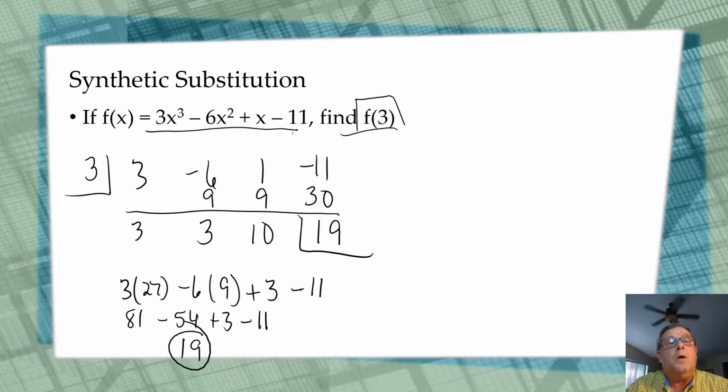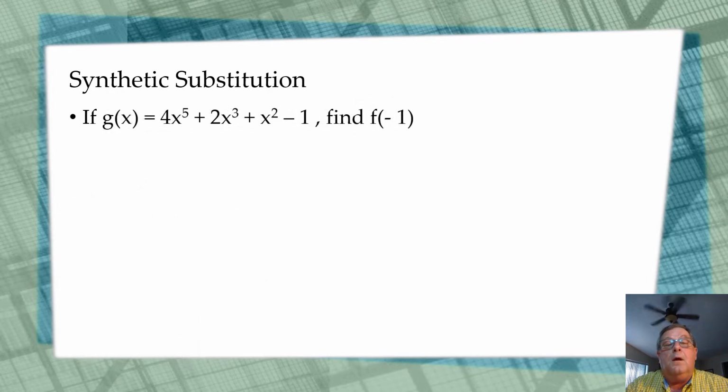Shall we do one more? Of course. All right, here we're asked to find f of negative 1, when we've got our function g of x equals 4x to the 5th minus 2x cubed plus x squared minus 1. I've got to be careful. What am I missing? I'm missing an x to the 4th, and I'm missing a single x. So I'm going to have to use some placeholders.